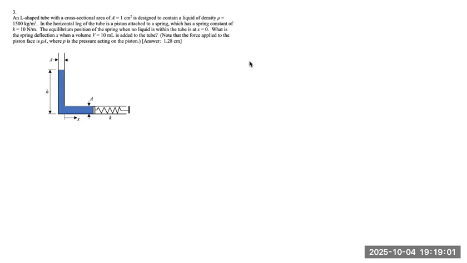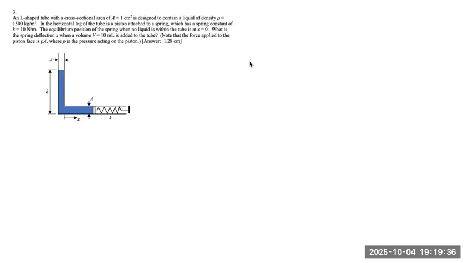An L-shaped tube with a cross-sectional area of A equals 1 centimeter squared is designed to contain a liquid of density rho equals 1,500 kilograms per meter cubed. In the horizontal leg of the tube is a piston attached to a spring, which has a spring constant of k equals 10 newtons per meter. The equilibrium position of the spring when no liquid is within the tube is at x equals 0. What is the spring deflection x when a volume V equals 10 milliliters is added to the tube?